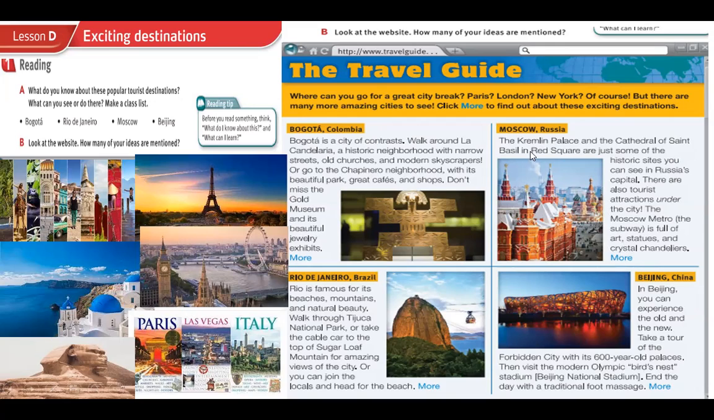Let me see. The Kremlin Palace. Oh, basil. Basil, you know what a basil is, right? Well, San Basil. In this case, it's a santo, San Basil in Red Square. But remember also basil is a noun. In Spanish, we have mint, menta, hierbabuena, and we have basil. Just in case you see the word.